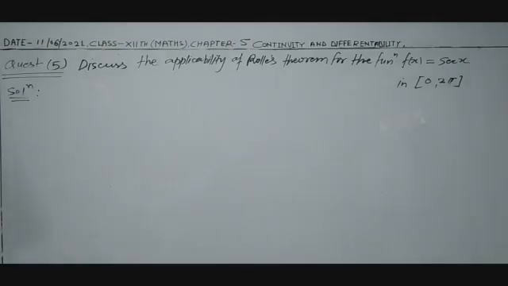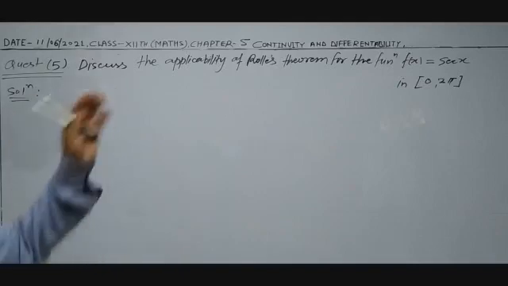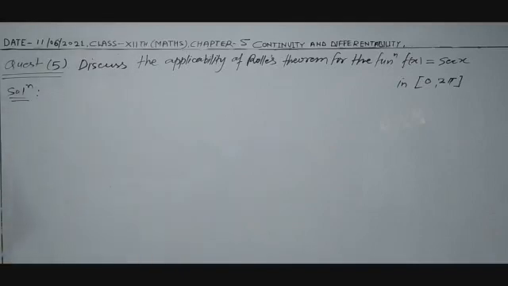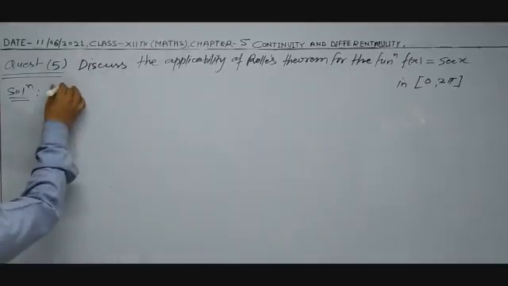Now come to question number 5. Question number 5 is, discuss the applicability of Rolle's theorem for the function f(x) is equal to sec x, where x lies in 0 to 2 pi in closed interval. So we have to check the applicability. So how will you check? Now class, first of all I will write the given function.